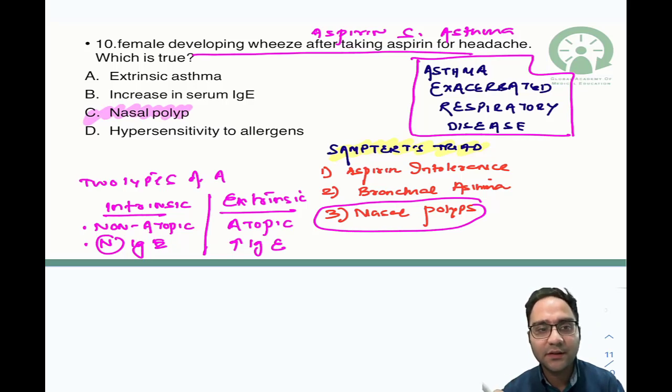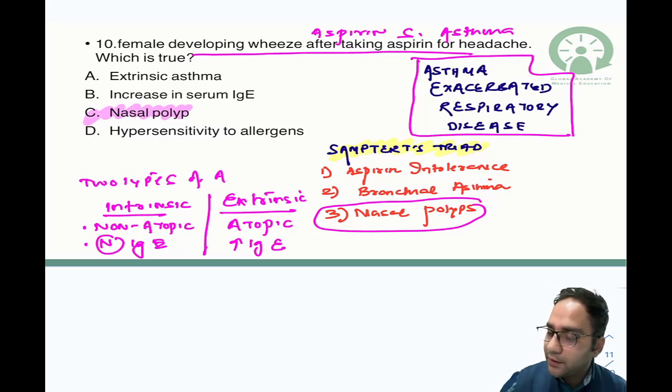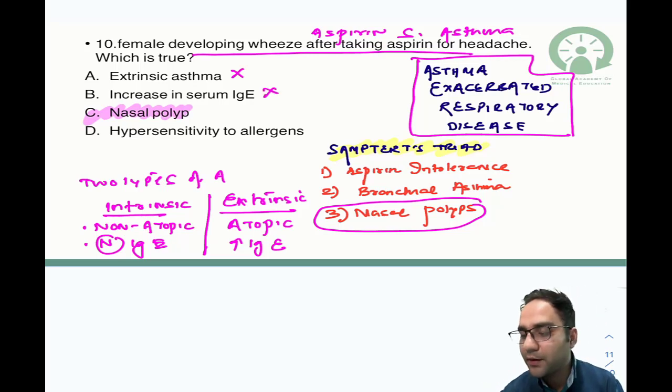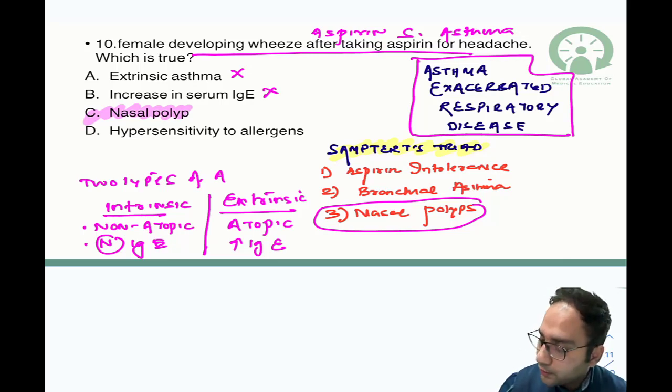So what is asked here is which is true. It is definitely not extrinsic asthma. It is definitely not an increase in serum IgE. So from this knowledge, you can at least rule out two options. And nasal polyp, you know from the Samter's triad.